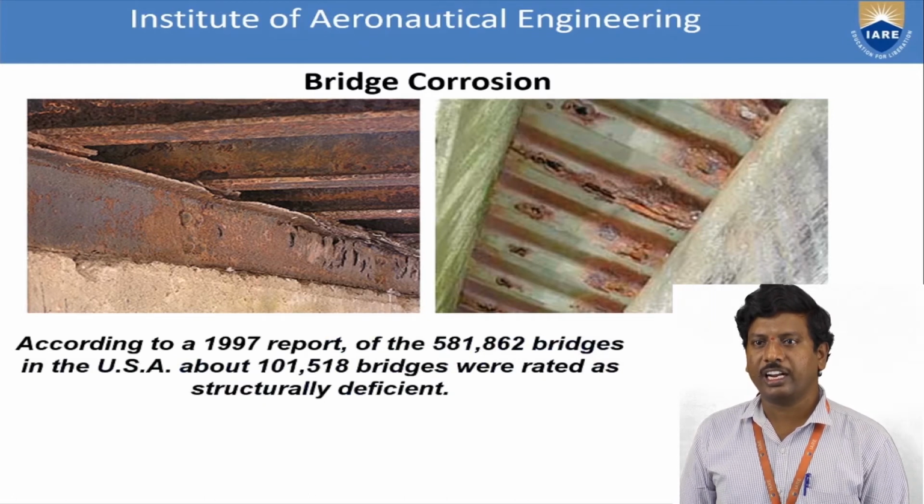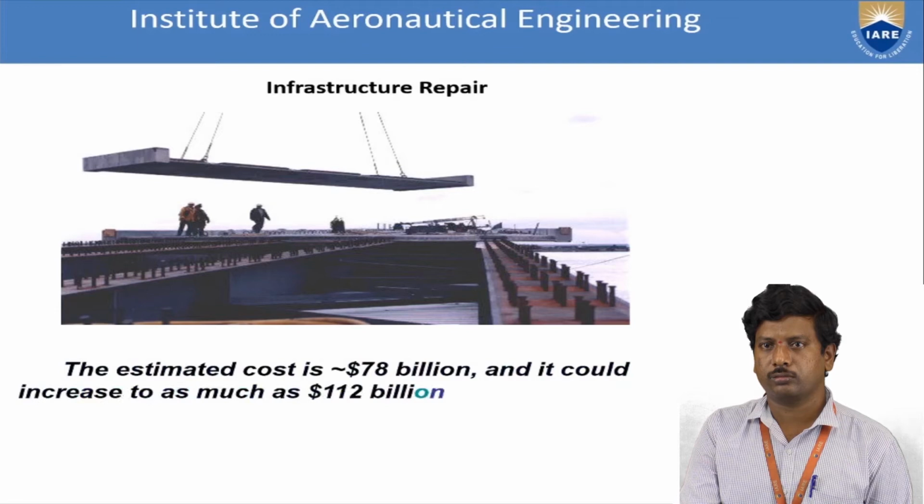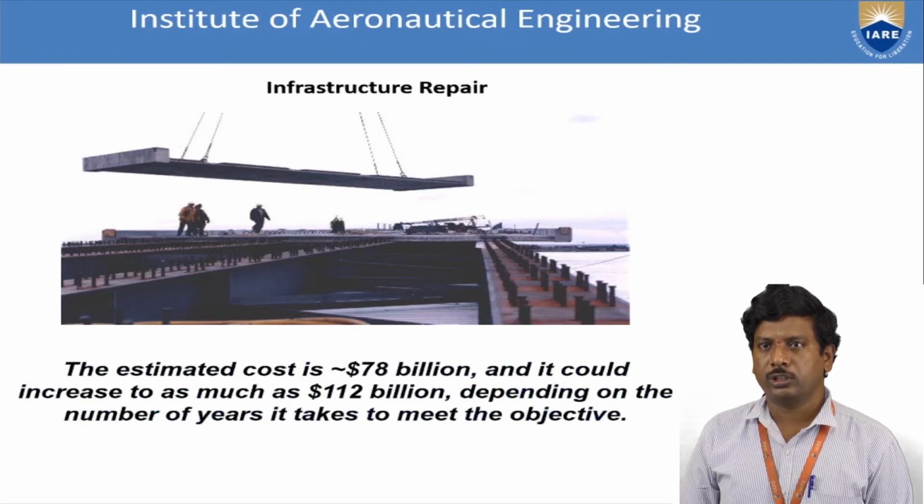According to a 1997 report of nearly 581,862 bridges in the USA, about 101,518 bridges were rated as structurally deficient. It comes under the category of rebar corrosion and bridge corrosion. Infrastructure repair costs nearly $78 billion and it could increase to $112 billion, depending on the number of years it takes to meet the objective. That means this is the cost of the infrastructure.